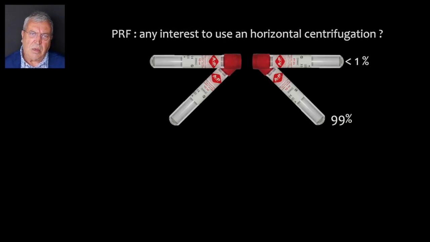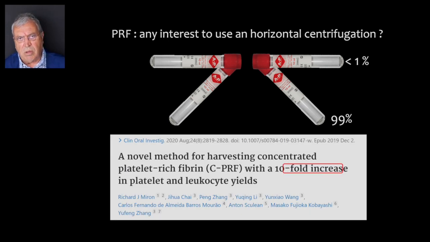Recently, we got from Myron a publication showing that horizontal centrifugation will produce 10 times more cells. How to believe that just the angulation will increase the cells? He started with 10-fold and now he's with 4-fold. But I can tell you that there is no evidence today.